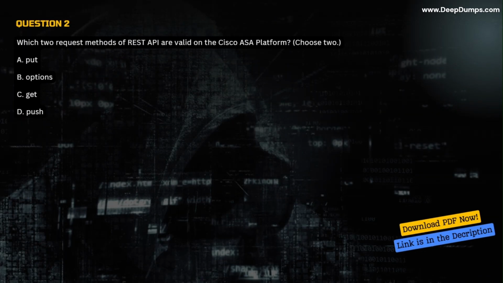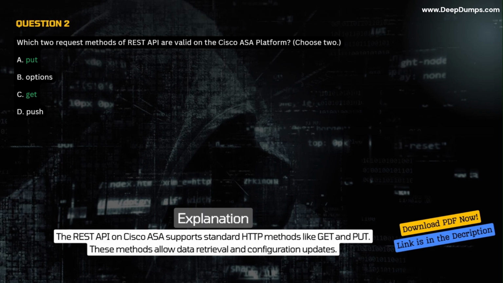Question 2. Which two request methods of REST API are valid on the Cisco ASA platform? Choose 2. A. Put. B. Options. C. Get. D. Push. Correct answer A and C. Put, Get. Explanation. The REST API on Cisco ASA supports standard HTTP methods like GET and PUT. These methods allow data retrieval and configuration updates.